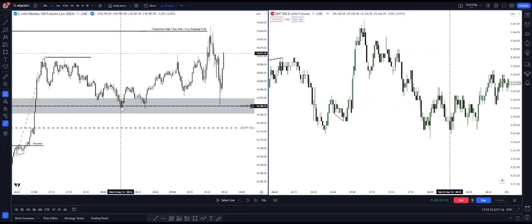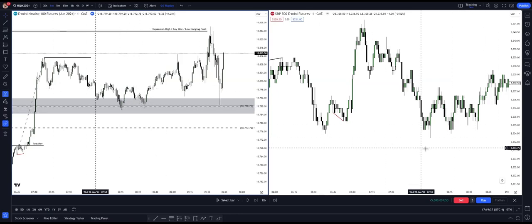Your stop loss should be safe if you have the correct draw on liquidity. Then it comes down to range EQ. It goes one more time. This should be an S&P divergence as well. Let's take a look at it.